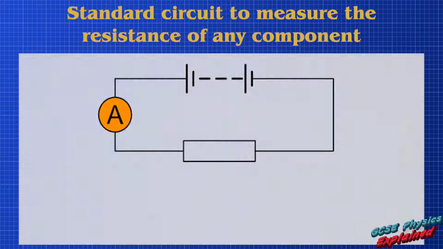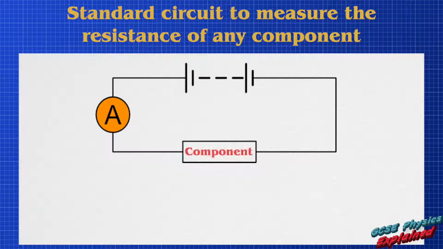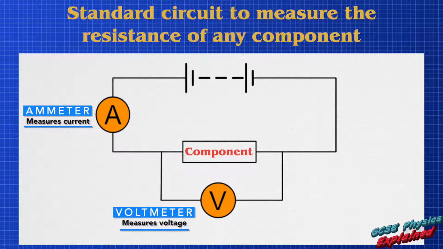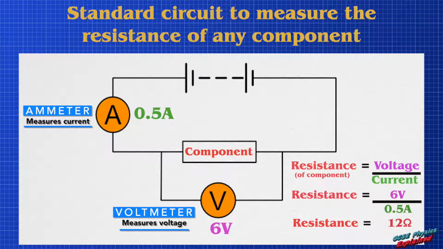To measure the resistance of a component, place an ammeter in series with it to measure the current going through it, and place a voltmeter in parallel across the component to measure the voltage across it. Once you've measured the voltage and current, divide the voltage by the current to work out the resistance. Here's an example. To learn more about ammeters and voltmeters, I'll place cards at the end of this video.